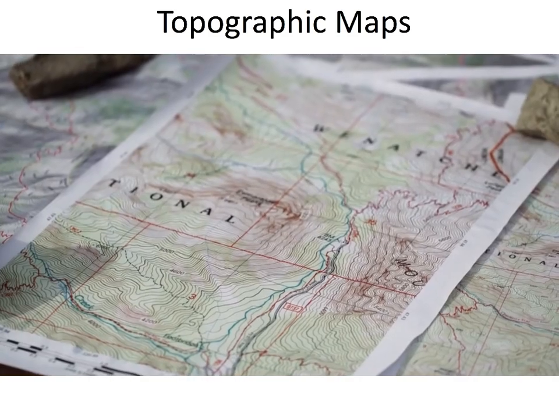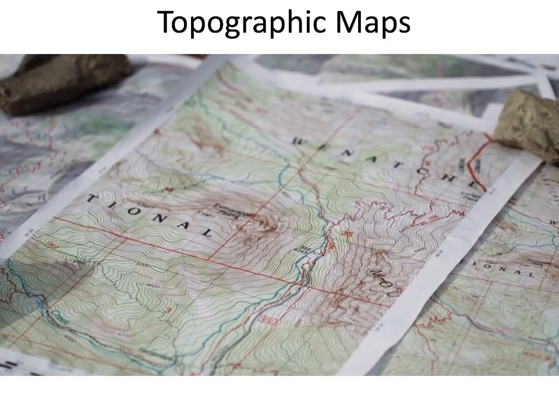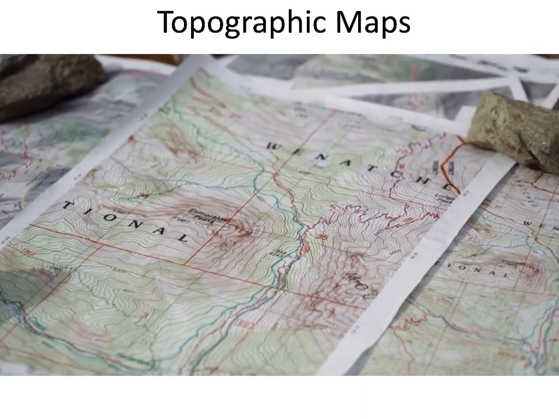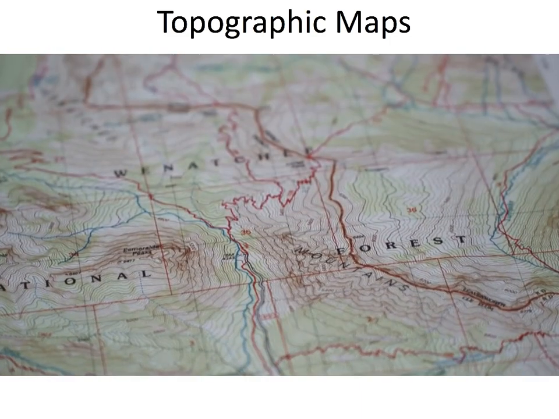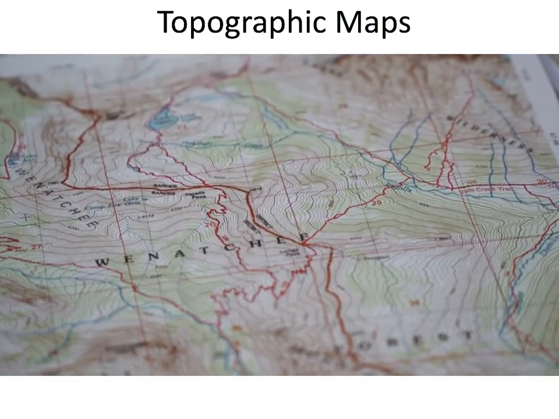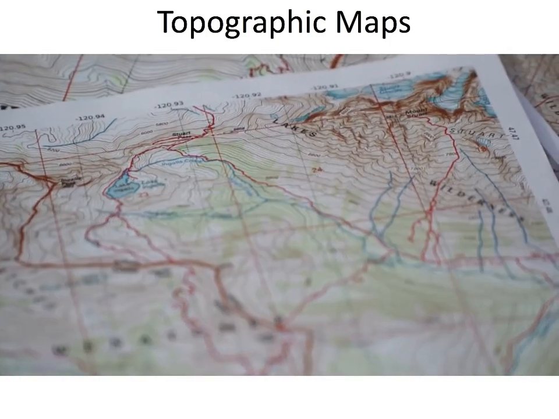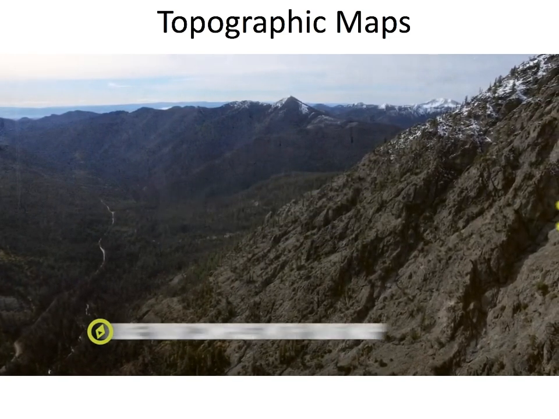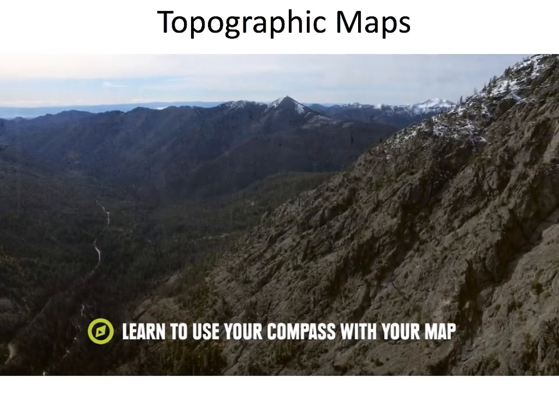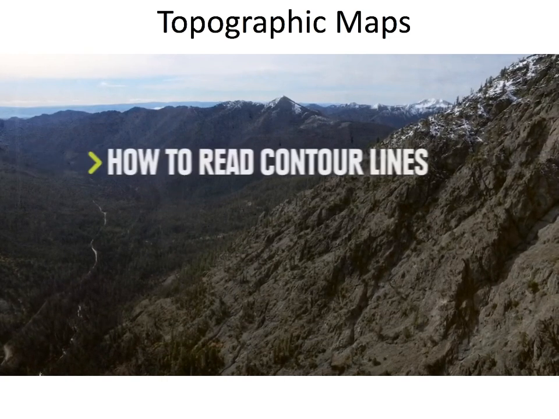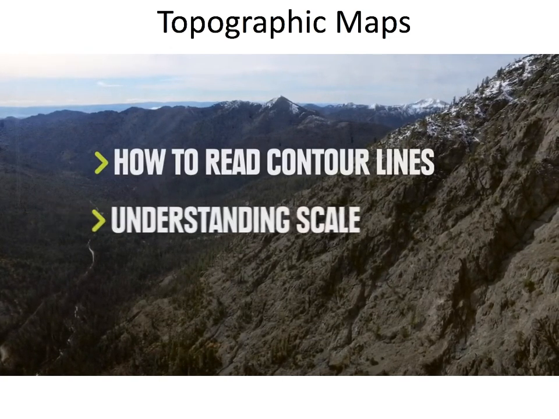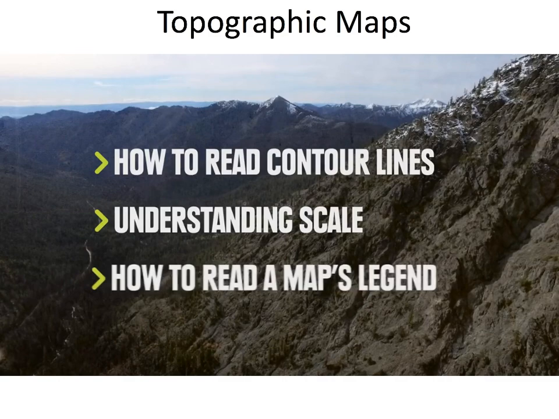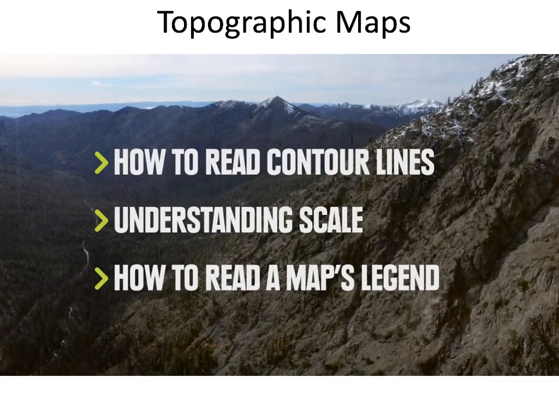Topographic maps are a little different from your average map. Not only do they show the location of things like roads and trails, but once you get the hang of reading them, they also help you visualize three-dimensional terrain from a flat piece of paper. Topo maps use three main mechanisms to describe the terrain. In this video, we're going to cover how to read the map's contour lines, how to understand scale, and how to read the symbols and colors found in the map's legend.